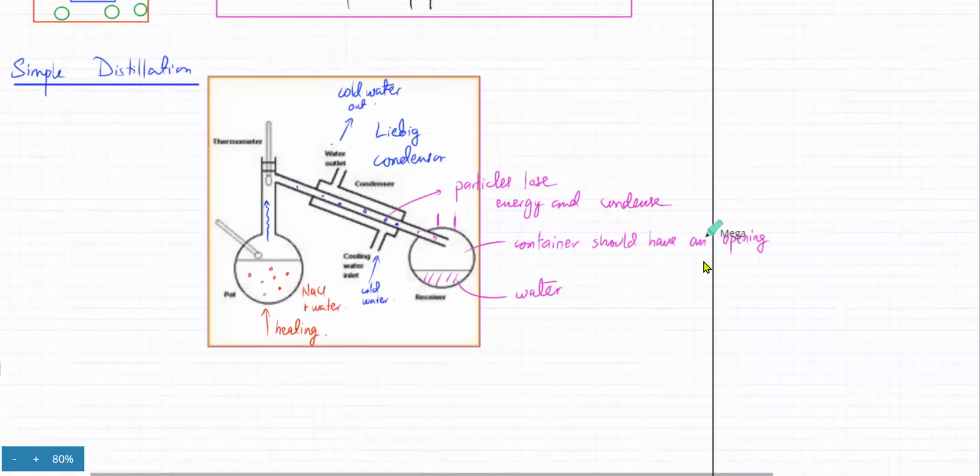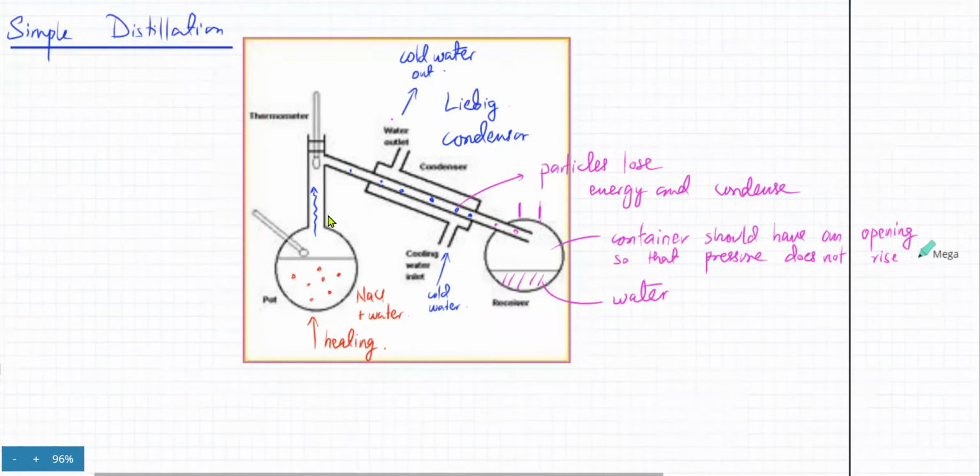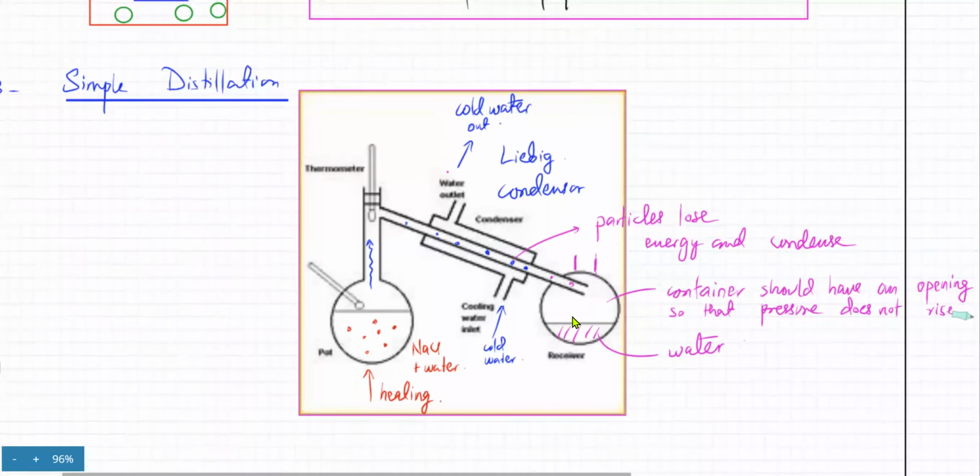It should have an opening so that the pressure does not rise as hot gases keep coming in. Okay, that's one important thing. So whatever this is, it should have an opening. Okay, is this clear? Simple distillation. Is this clear to everyone? Yes.